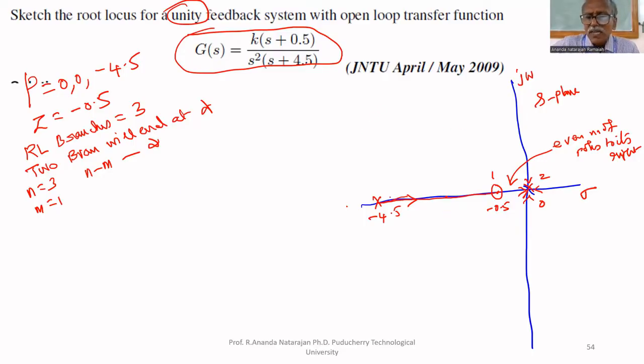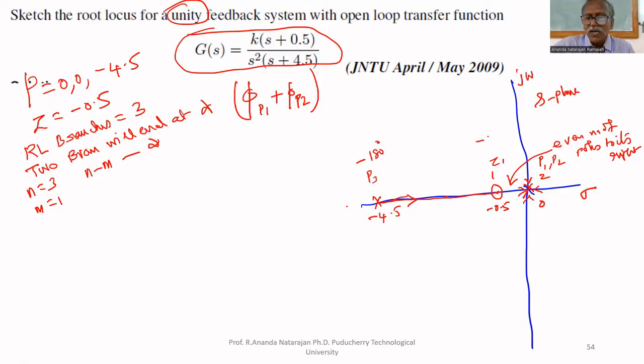What is the net angle contributed by all other poles to this? Let these 2 poles be P1, P2. This is P3. This is Z1. We cannot take 1, we have to take 2. So angle of departure from P1 is phi P1. We cannot find for 1 because both are at the same point. That's why phi P1 plus phi P2. From these 2 points, we ignore; for the remaining points, what are the angles made? To the left, if we draw any line, it is 180 degree. So by P3 the angle made is 180 degree.